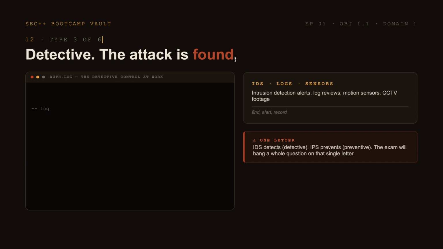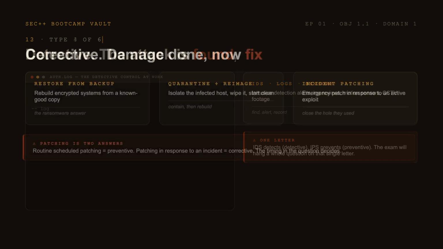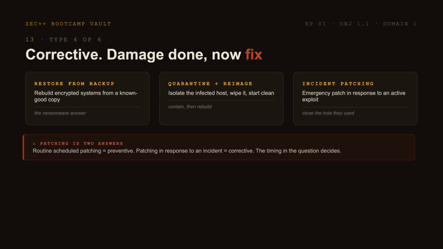Type 4. Corrective controls fix the damage after something bad happens. Restoring from backup after ransomware. Patching the hole the attacker got in through. Cutting an infected computer off from the network so it cannot spread. Wiping and reloading a hacked laptop. The tell is the timeline. The bad thing already happened, and this control is the cleanup crew. But watch out for patching. Patching on a normal schedule, before anything happens, is preventive. Patching in a panic because someone is actively using the hole, that is corrective. The timing in the question decides.